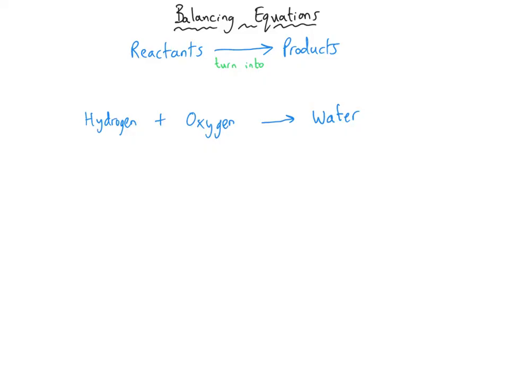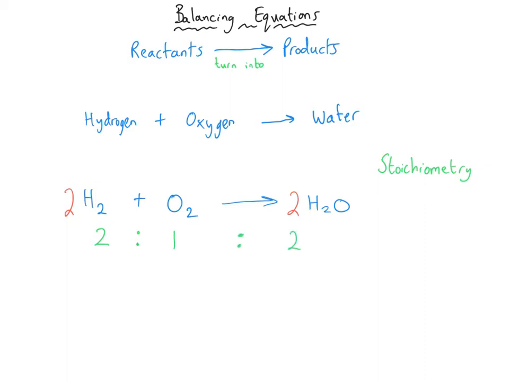For instance, we've got here hydrogen and oxygen turning into water, whereas symbol equations show not only the formulae of the chemicals involved, but also what's called the stoichiometry. And what that means is how many of each of the chemicals are reacting together. So for instance, in this symbol equation, we can see that we've got two molecules of hydrogen reacting with one molecule of oxygen to make two molecules of water.